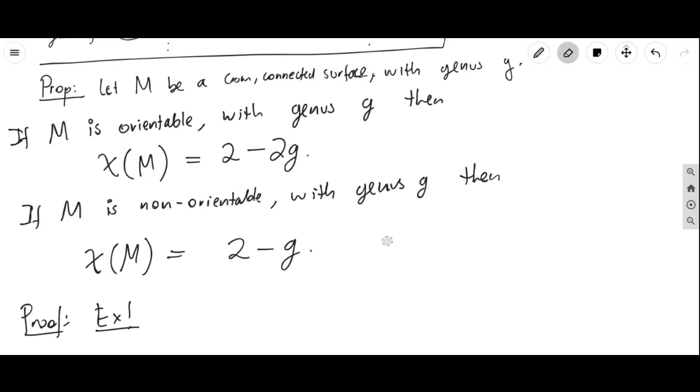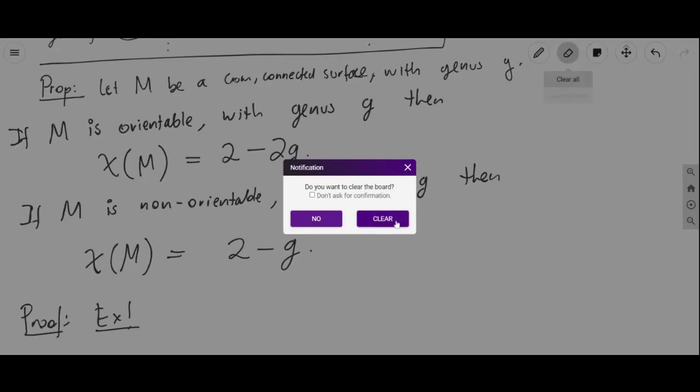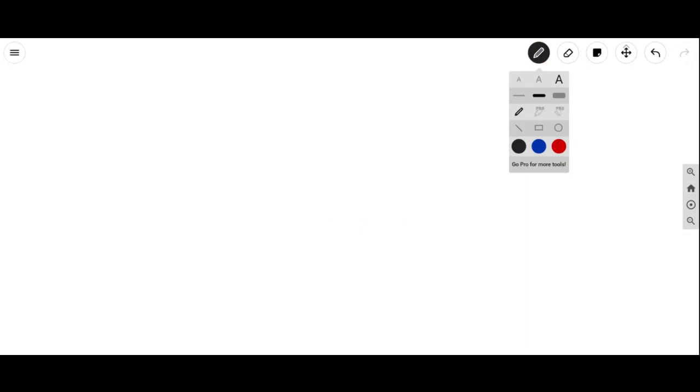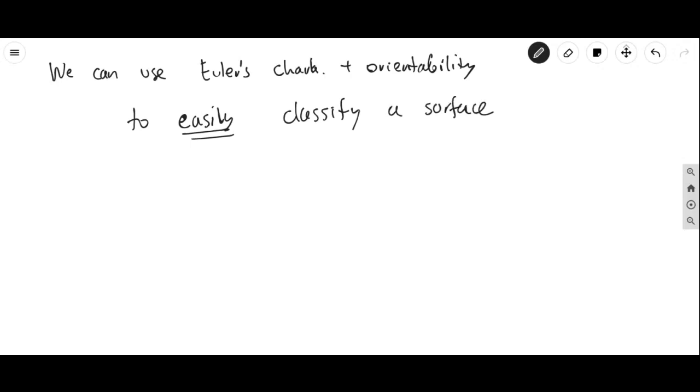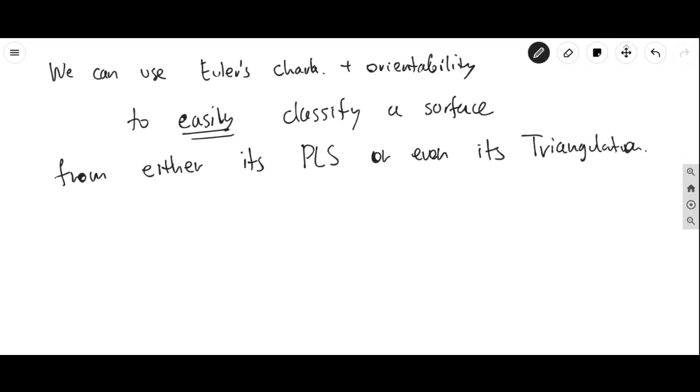Now, I also want to say that we can use Euler's characteristic plus orientability to easily classify a surface from either its proper labeling scheme, or even its triangulation, without using copy and paste.